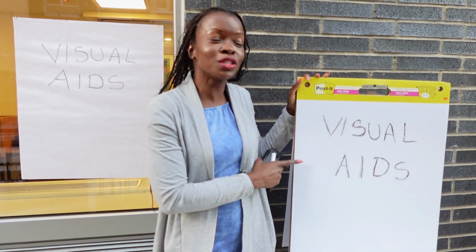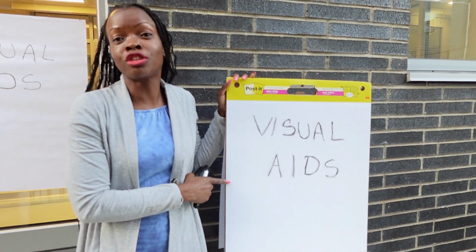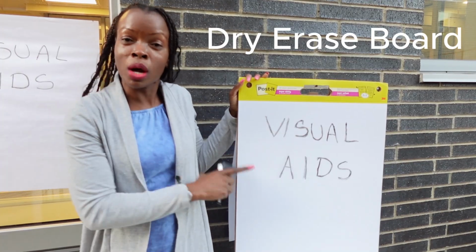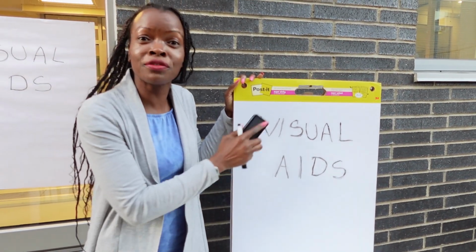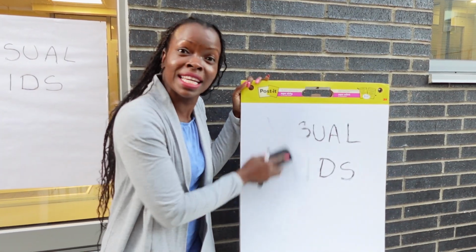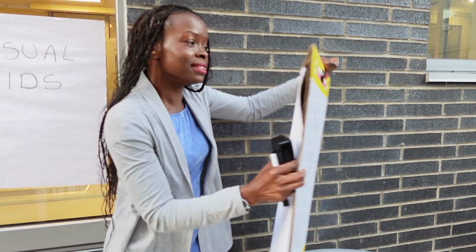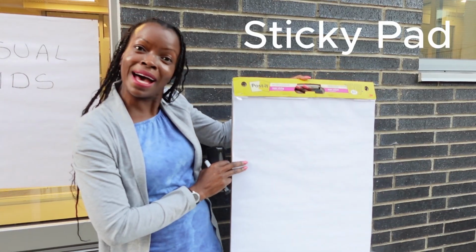So the first visual aid is this easel pad and dry erase board. That's right. On one side, it has a dry erase board, everyone, so you can write down your information and then you can erase it. And on the other side is the sticky pad.